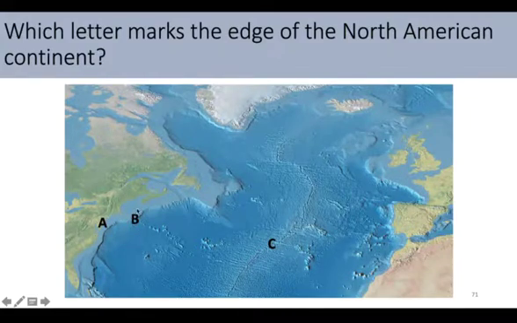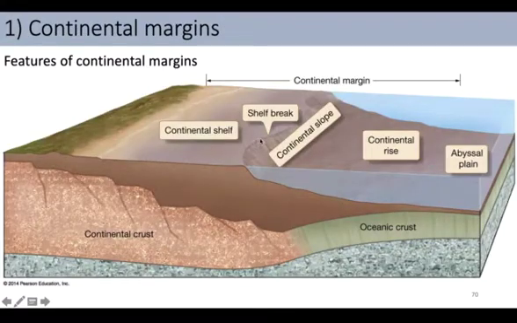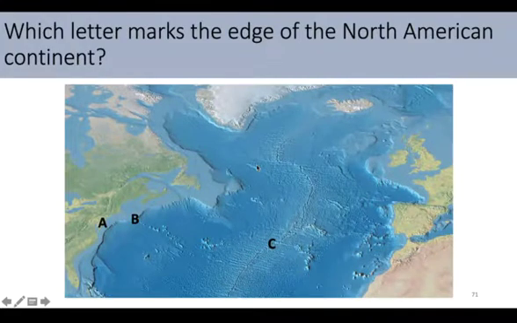So you can see the lighter blue color of that still pretty shallow water, and then there's a rather steep or very quick drop-off to the deeper water. That is the continental slope, moving out to the continental rise. So the edge of the North American continent is actually way out here at letter B.